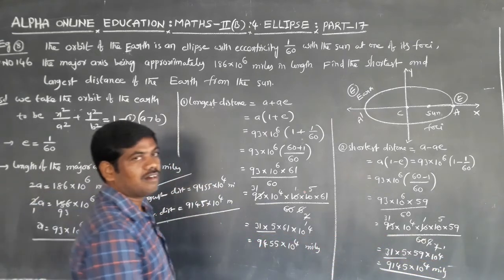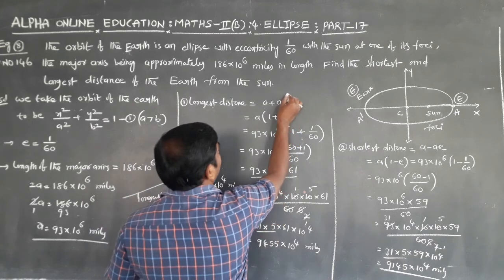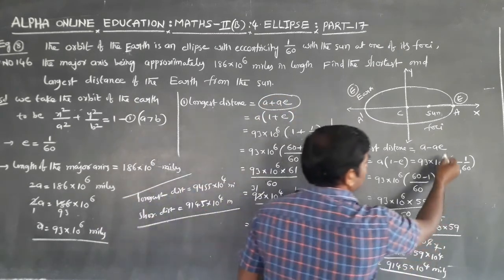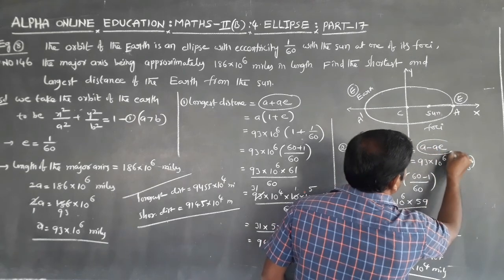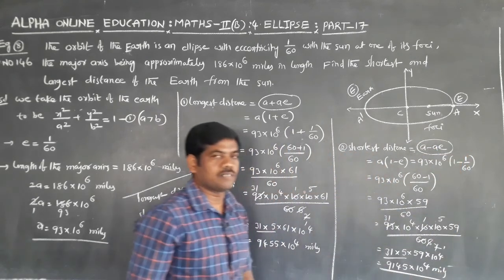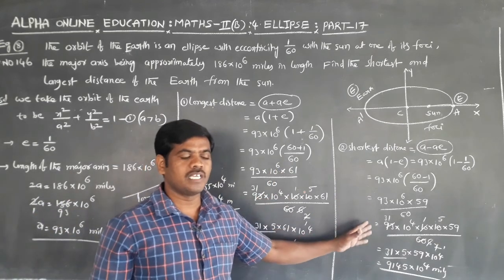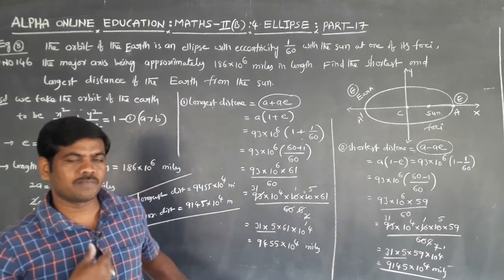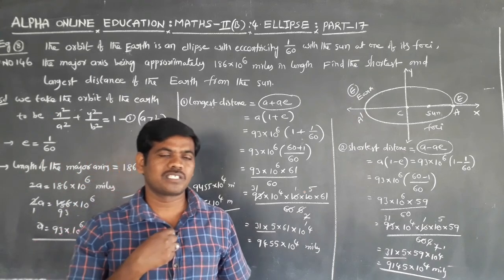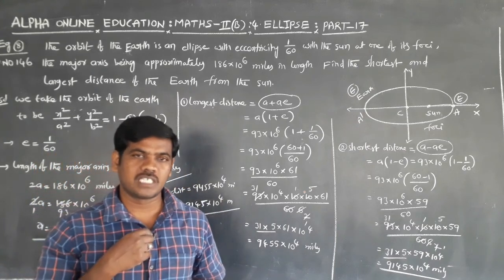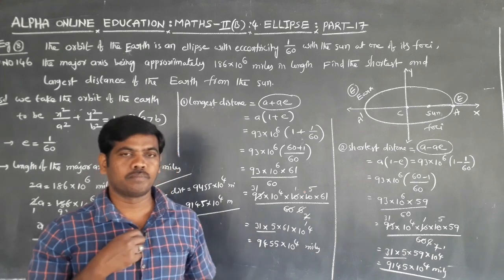Here the longest distance formula is a plus ae, and the shortest distance formula is a minus ae. Substitute the a and e values and simplify. This is the process for finding the longest and shortest distance of the earth from the sun. This is the most important problem.